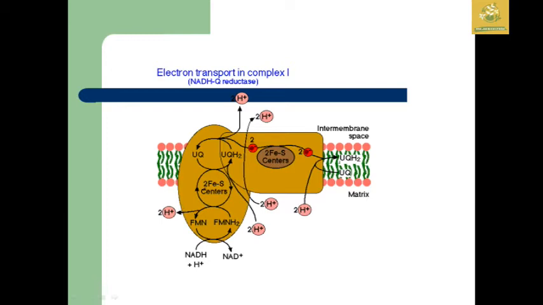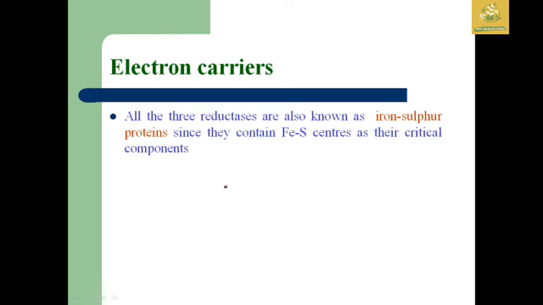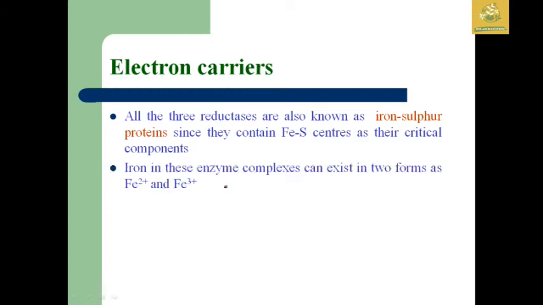So you must remember that the FeS iron-sulfur complex is important in each and every complex in the sequence. So let's move to the electron carriers. I have already told you that the iron-sulfur proteins contain iron-sulfur centers, which are a critical component for electron carriers. It's how they carry electrons.